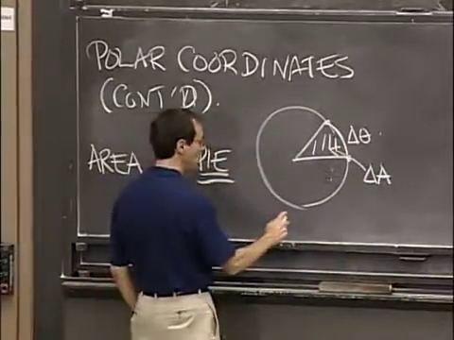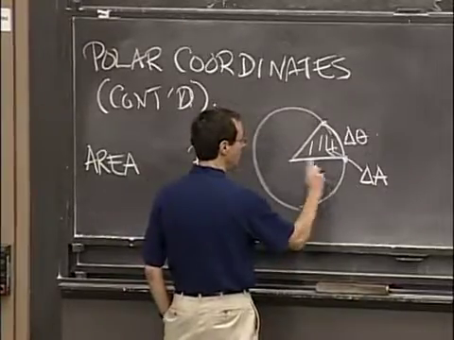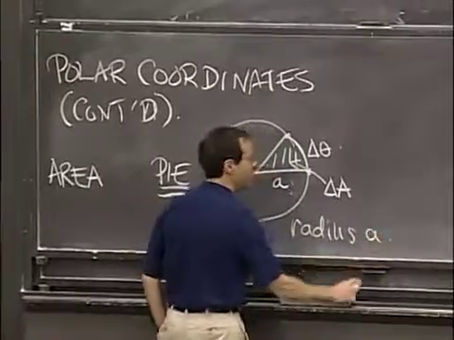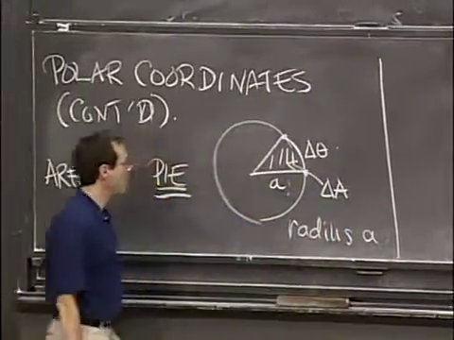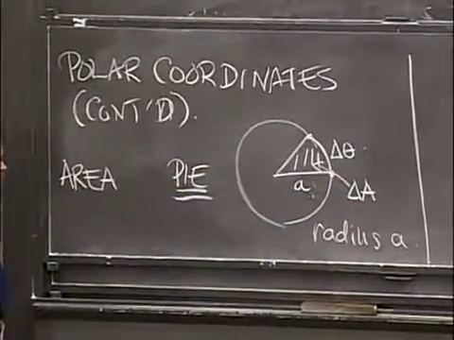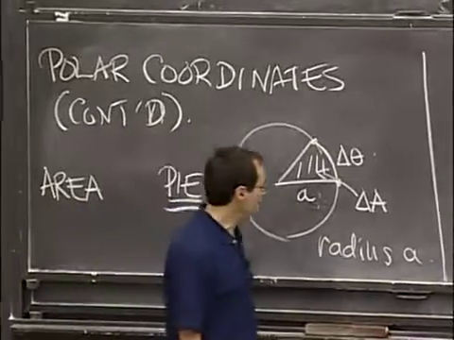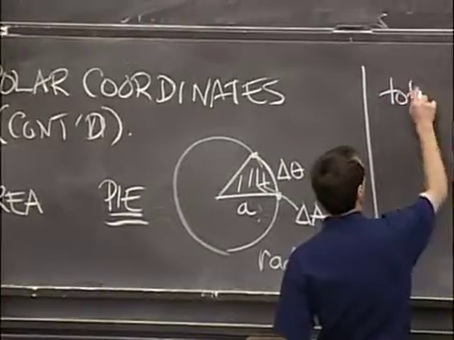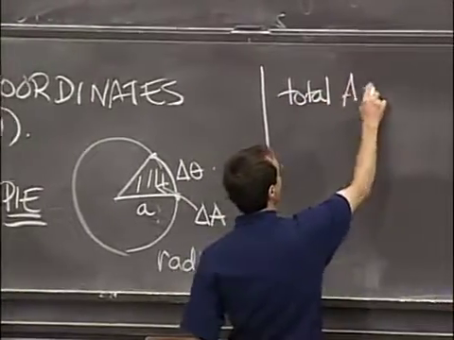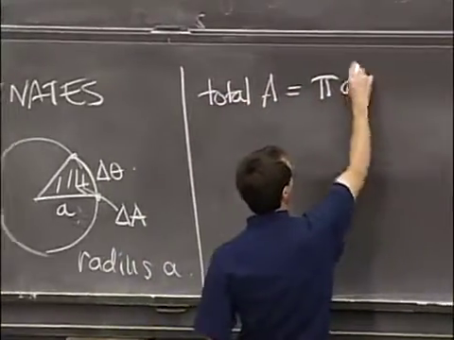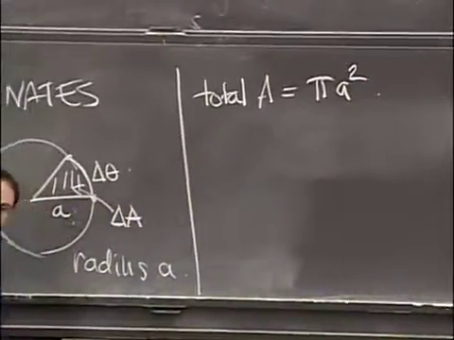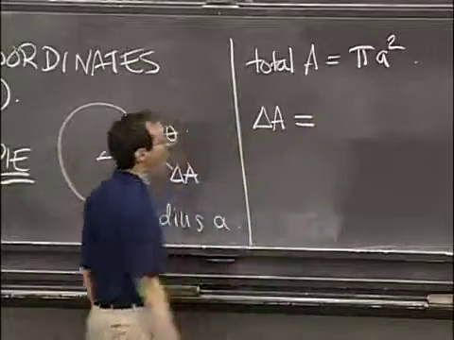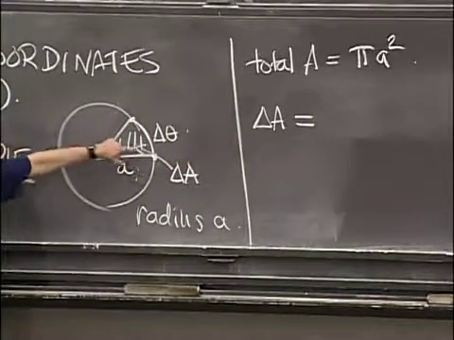And let's suppose that the radius is a, little a. So this is a pie of radius a. That's our picture. Now it's pretty easy to figure out what the area of that slice of pie is. The total area is, of course, pi a squared. We know that.